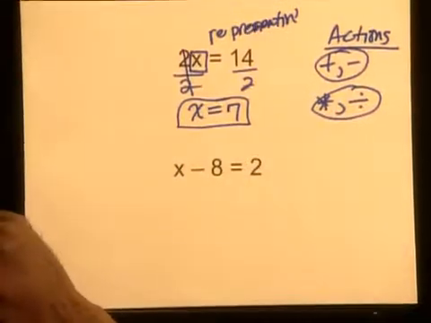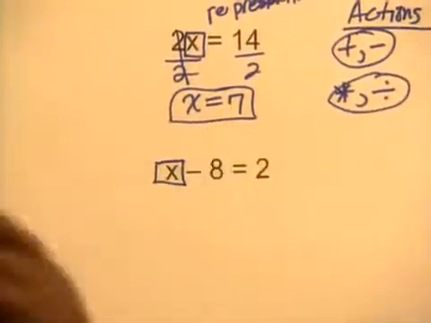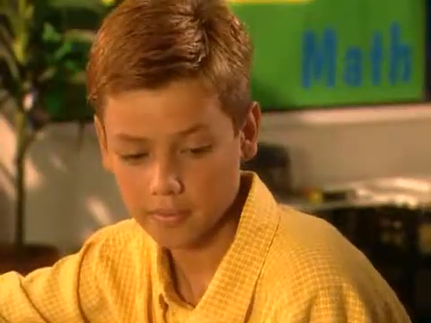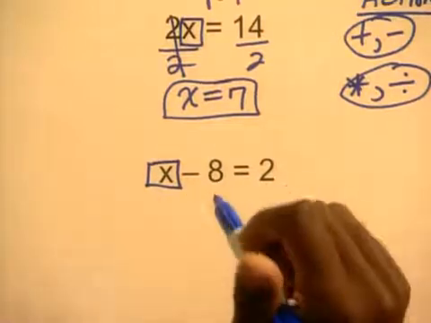Good job. Now let's look at the next example. We have x minus 8 equals 2. We have to figure out what x is representing. So what is happening to x right here? It's being subtracted, by how much? 8. So the opposite of subtracting 8 is doing what? Adding 8. Exactly, so we add 8.